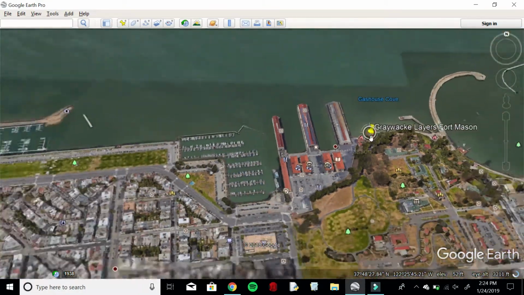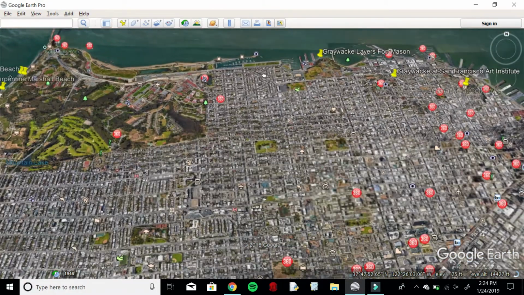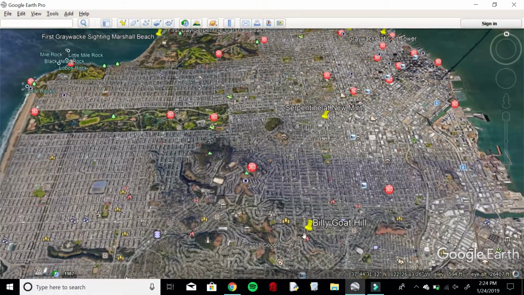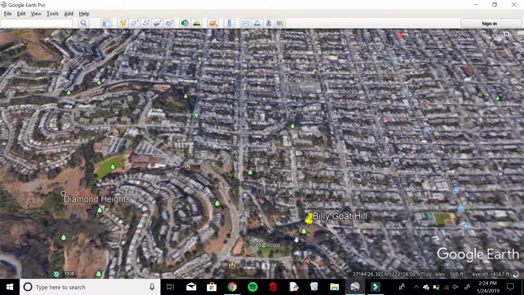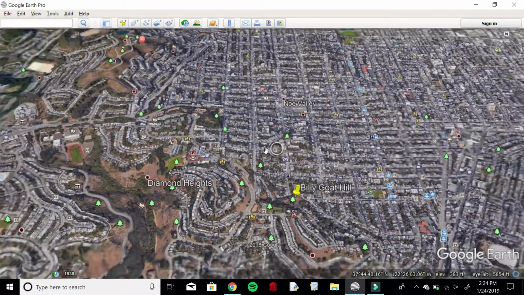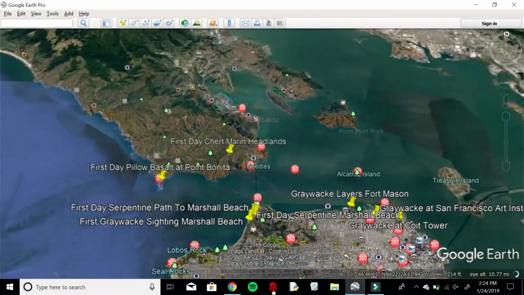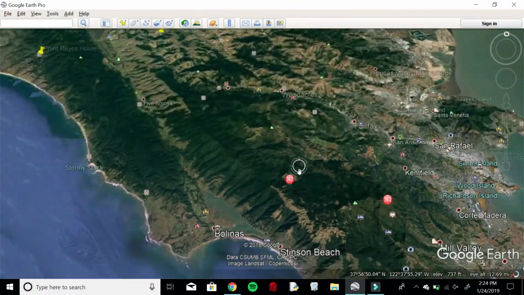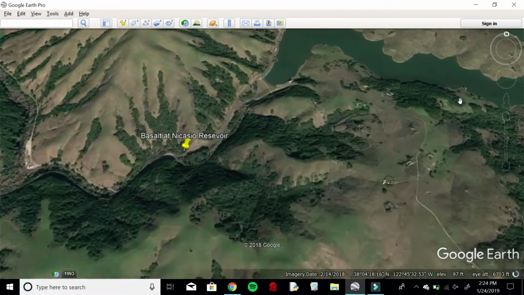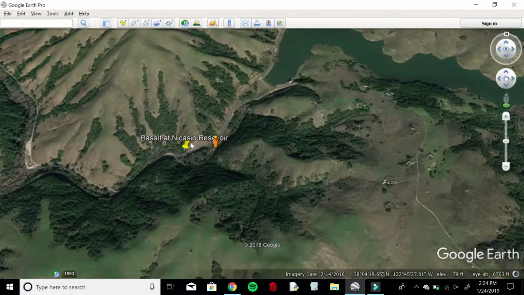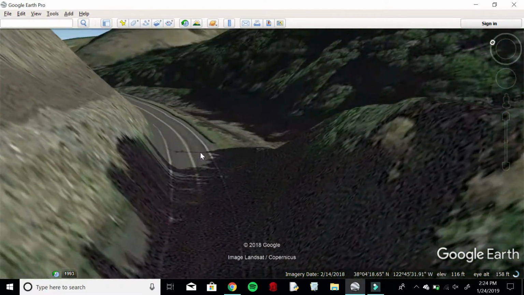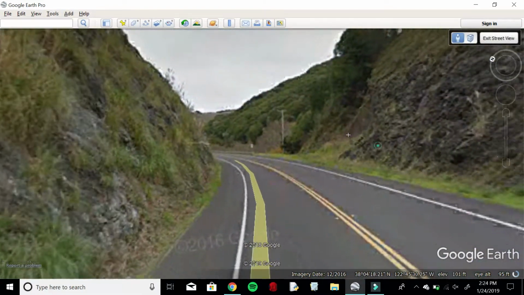Another place that we visited was Billy Goat Hill. There we saw graywacky, chert, and serpentine. When we went on an overnight trip to Point Reyes, we saw many rocks. On the way to our hostel, we stopped at Nicasio Reservoir and saw a wall of basalt and the melange. The melange is a mixture of big rocks in San Francisco that consists of many different terrains.